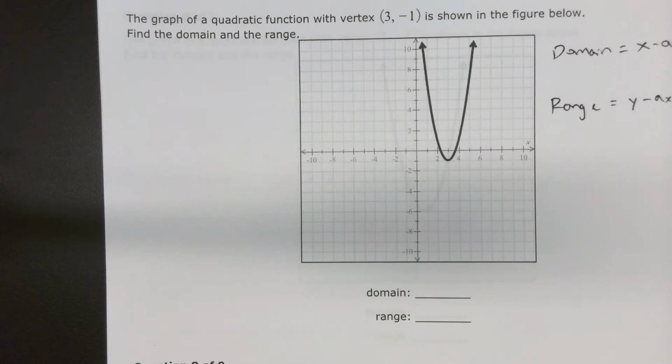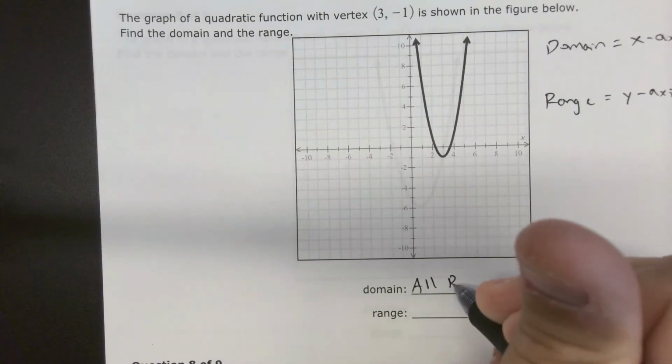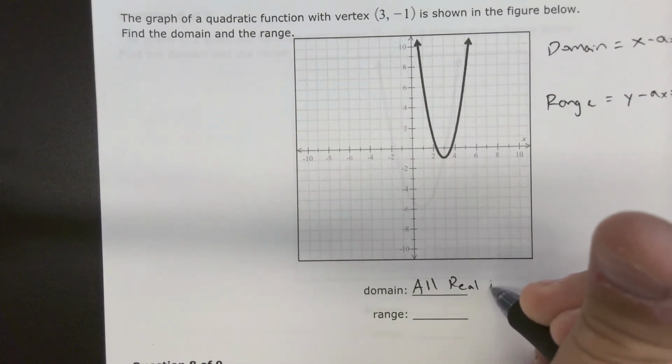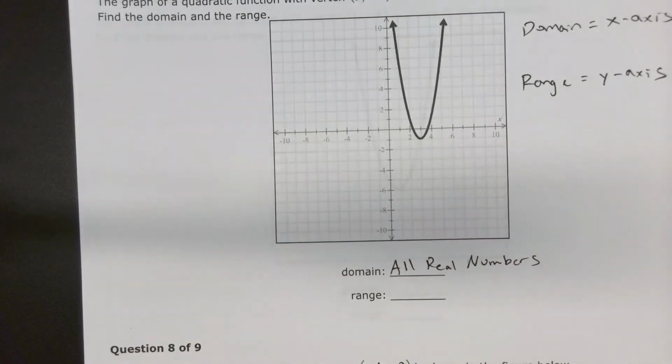Okay, so we're going to start off talking about the domain. The really cool thing about parabolas is the domain is always the same. No matter what kind of parabola it is or what the parabola looks like, the domain is always the same. The domain is all real numbers. Now, it's written like this, all real numbers, but there's a symbol for it.